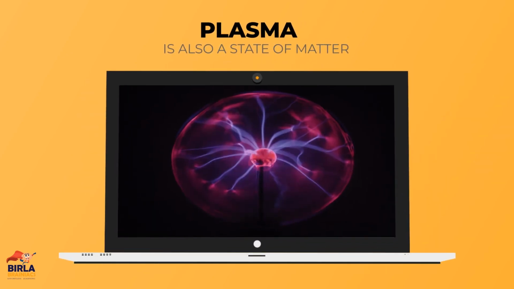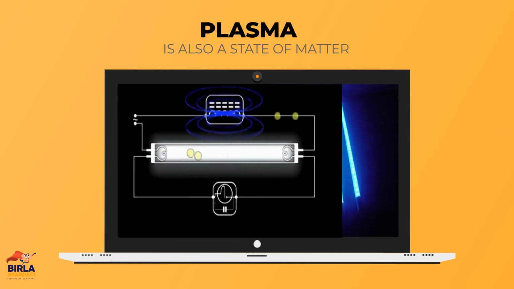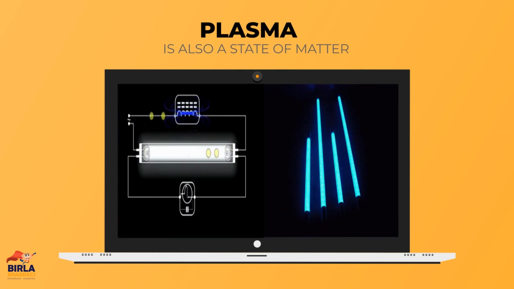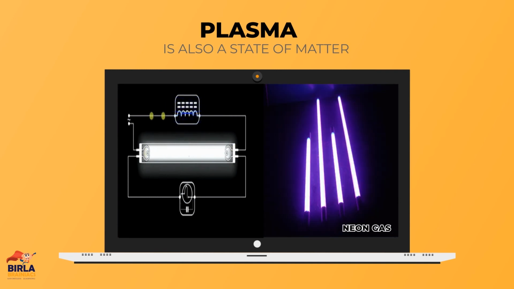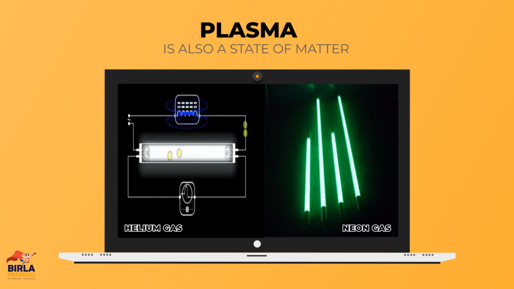Do you know that plasma is also a state of matter that consists of super energetic and super excited particles? The fluorescent tube and neon sign bulbs consist of plasma. Inside neon sign bulb there is neon gas and inside a fluorescent tube there is helium gas. The gas gets ionized, that is, it gets charged when electrical energy flows through it. This charging up creates a plasma glowing inside the tube or bulb.